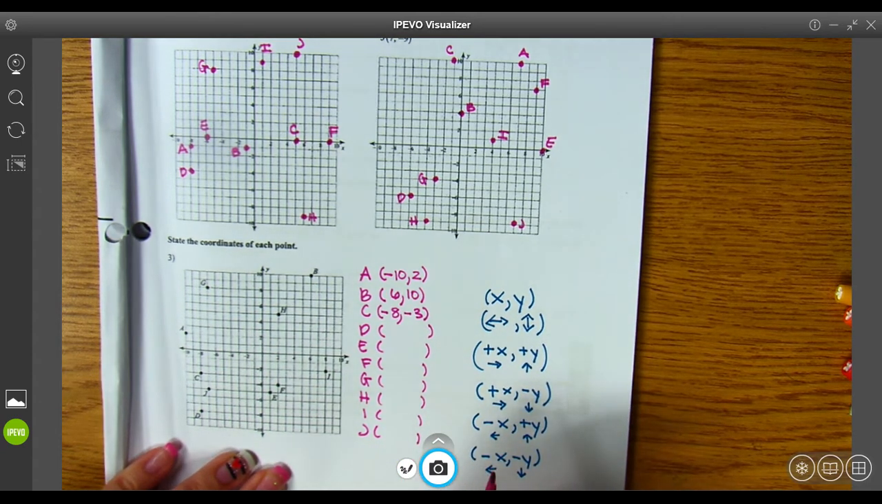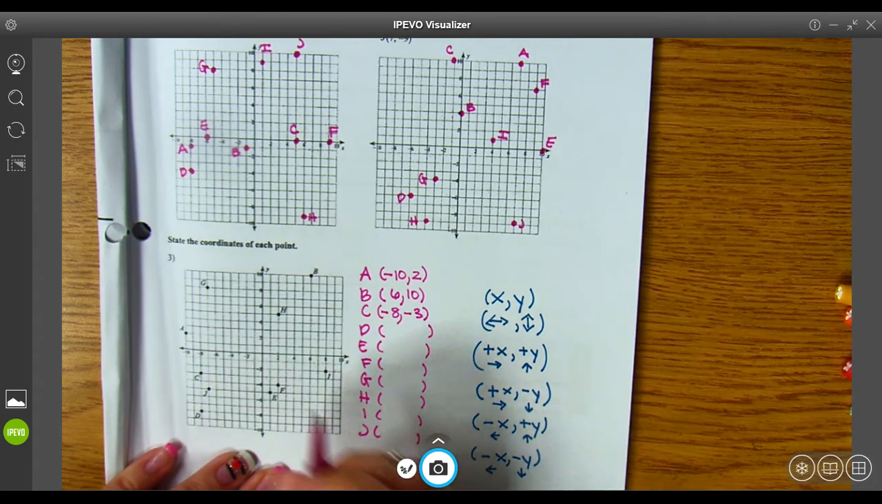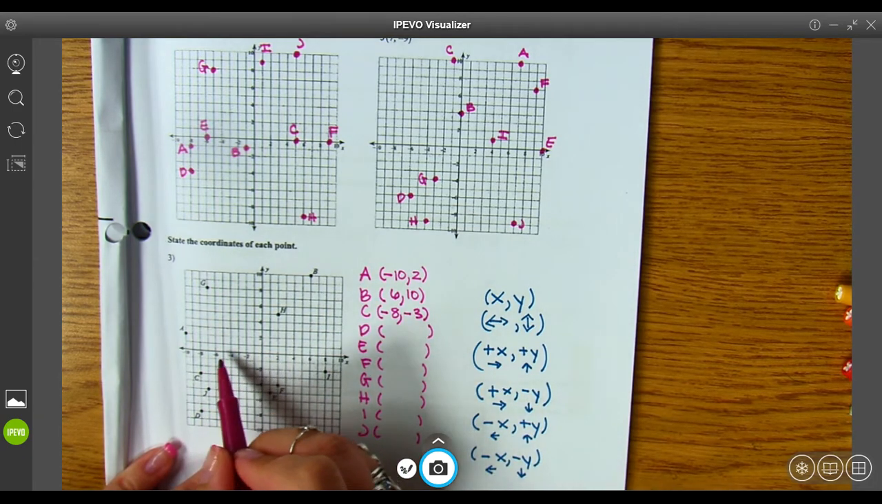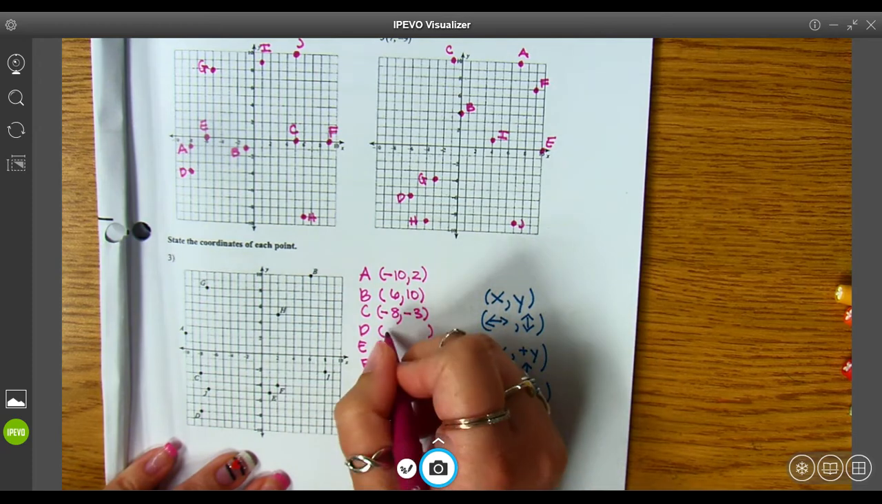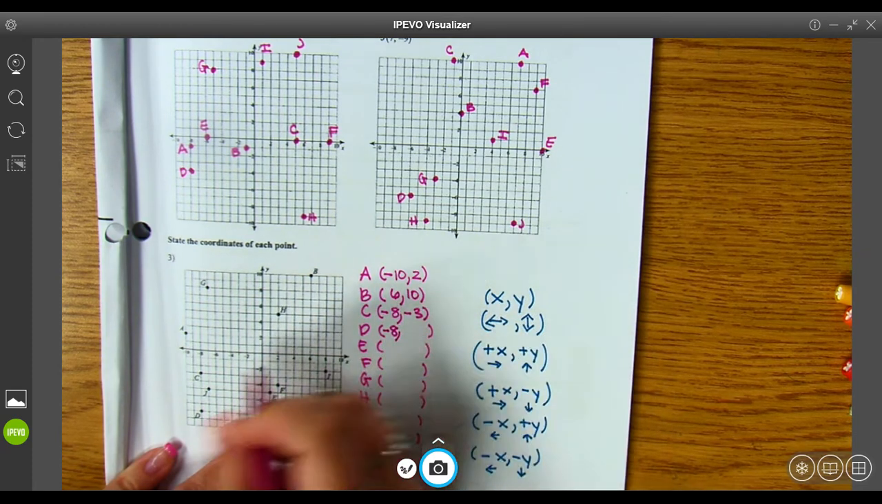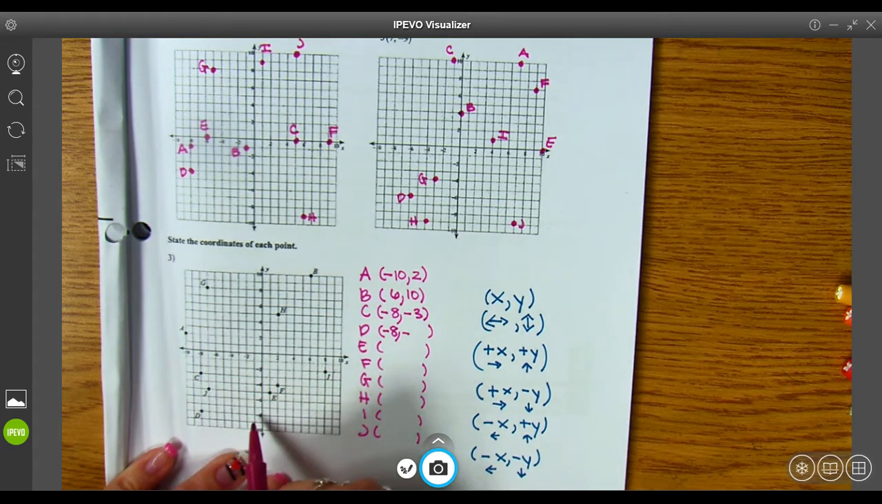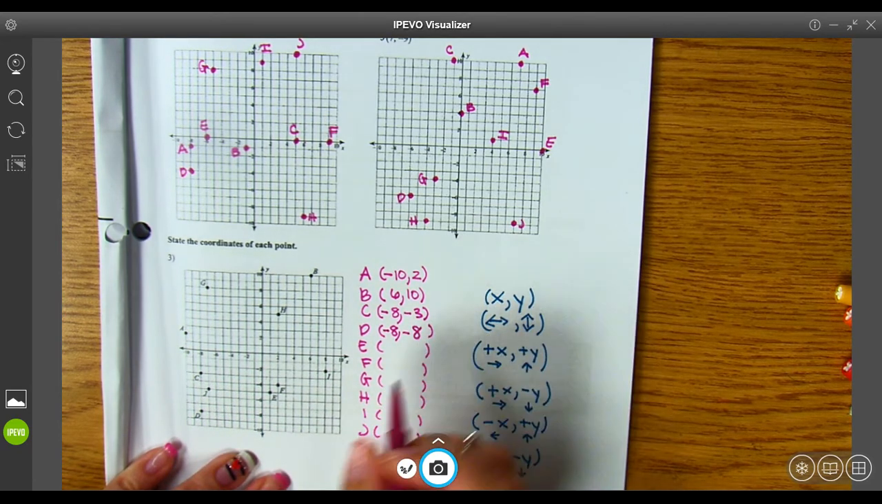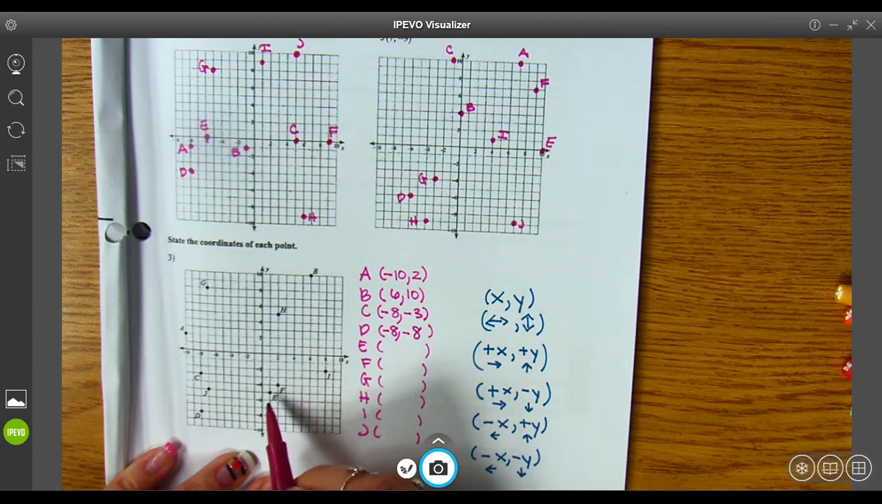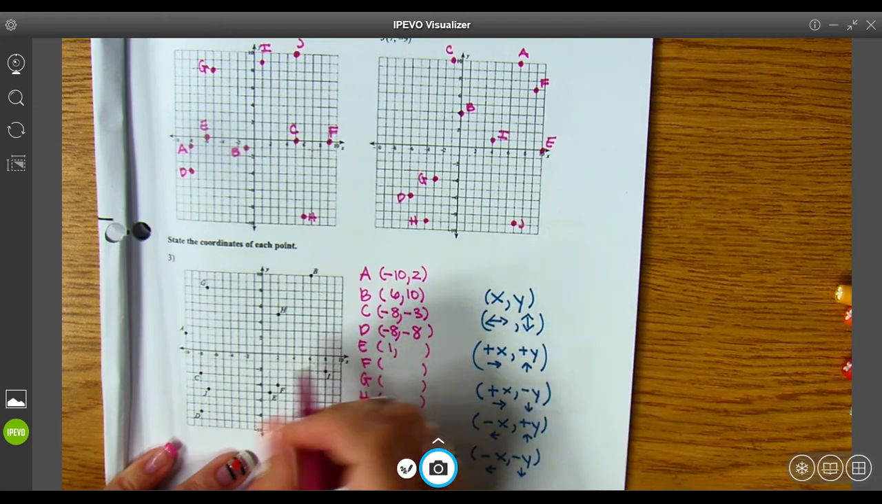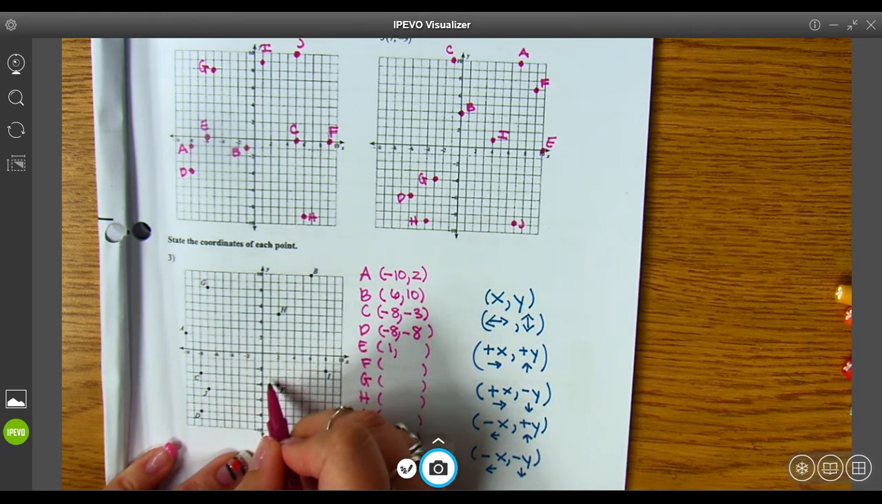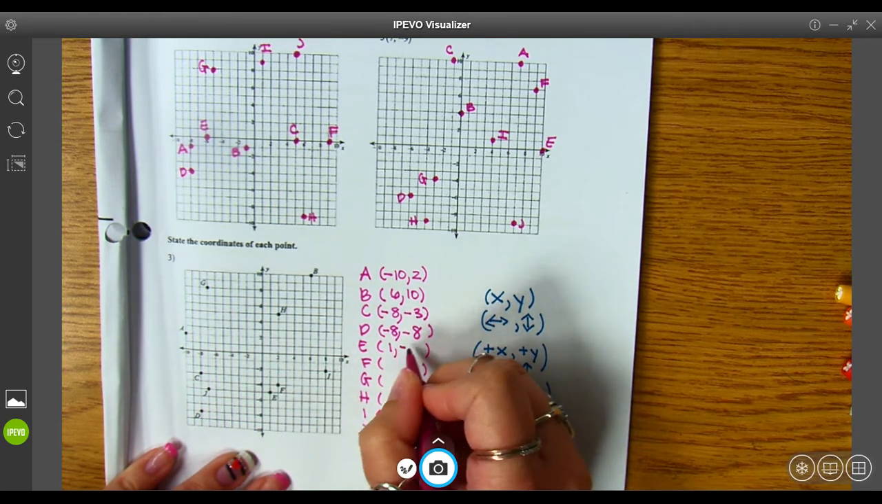Okay, so you just unpaused it, and now you're going to check your answers. D was to the left, -8. And then it went down, so negative again. How far down did it go? Also 8. E is over here. It went to the right, so positive. How many right did it go? It went 1 to the right. And then down, so 1, 2, 3, 4, 5 down, so -5.